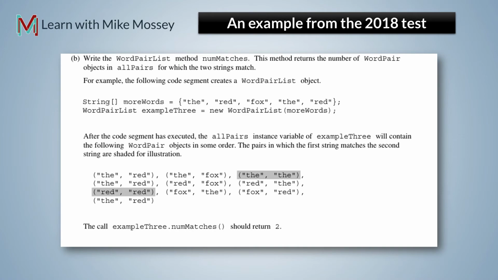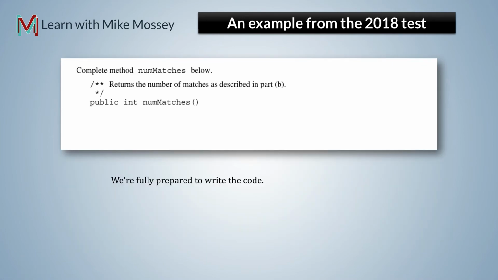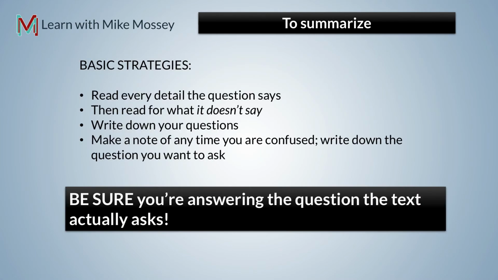That's great. Okay, here's the class information for this question. Again, trust me, there is no new information here. And here's where you complete the method numMatches. At this point, we're fully prepared to write the code. We've skimmed it. We've noticed details. We've written down our questions. And now we're in a better position to write the code.